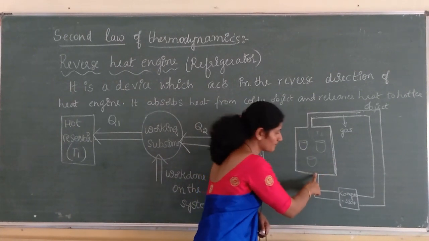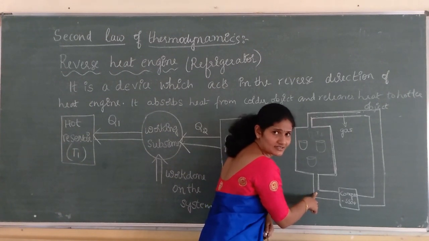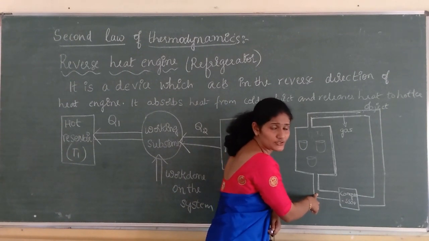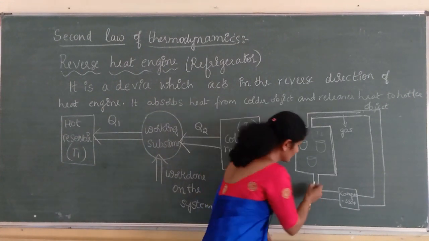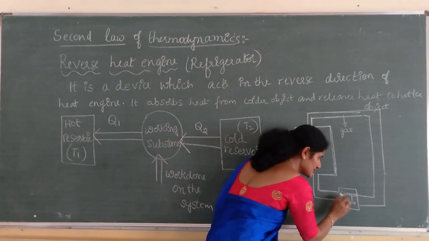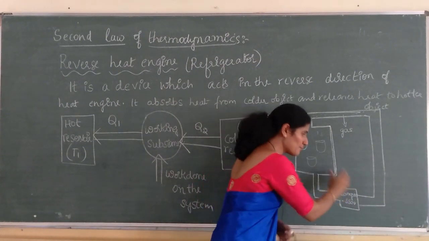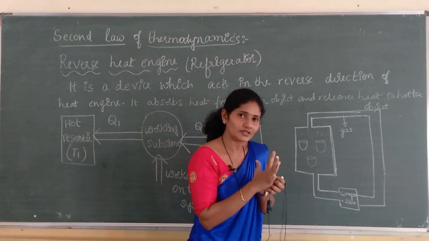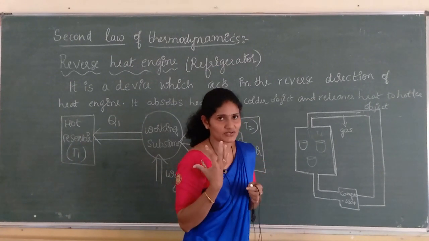When it comes here, its pressure increases again. When pressure increases, what happens to temperature? Temperature also increases slightly and the gas comes here. When it comes here, there is a compressor. What is the job of this compressor? This compressor compresses the gas. When it compresses, again there is increase in pressure and increase in temperature.